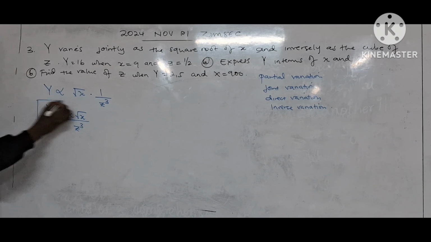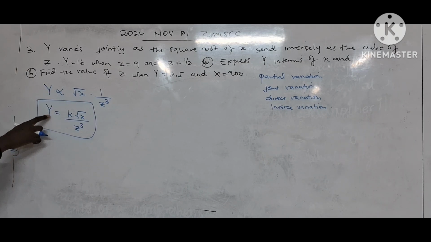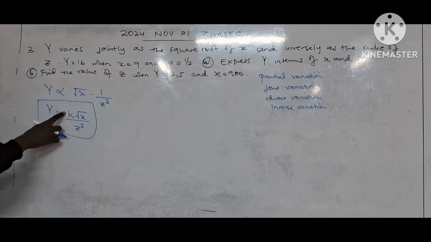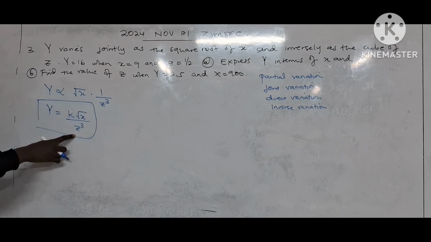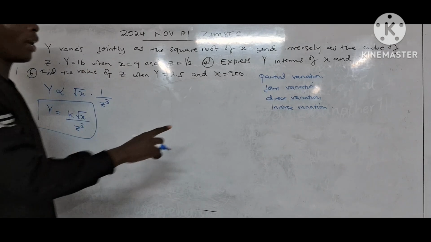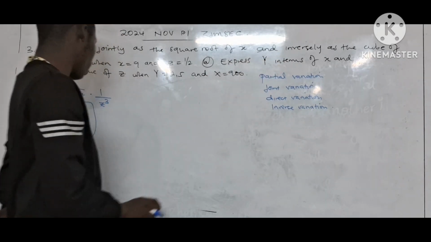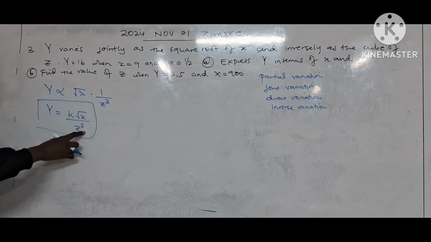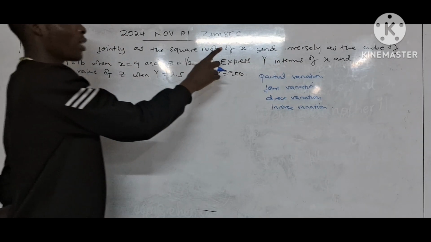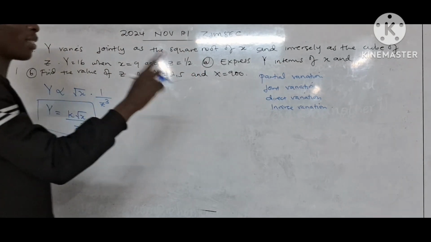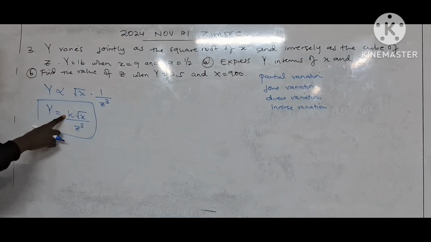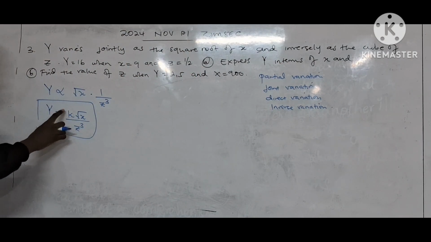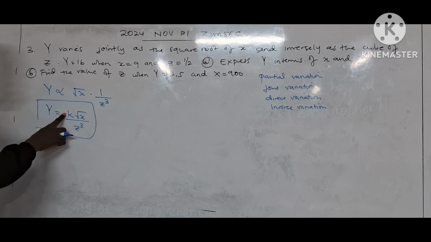If you check, this formula is connecting y, k, x, and z. But the question is saying, express y in terms of x and z. The question is not saying express y in terms of x, z, and the constant k. So you are supposed to find the numerical value of k. How? You substitute.